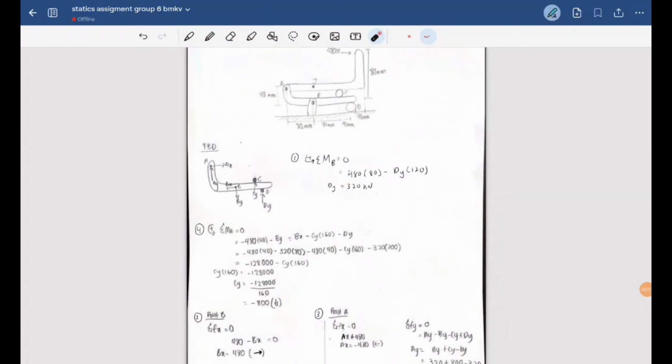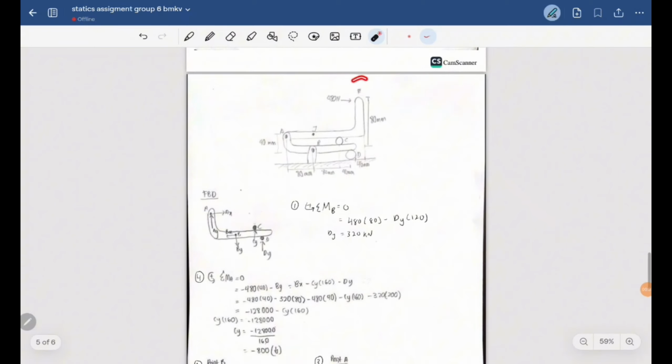Question 2, we need to find the reaction at B, C, D and force at A. So here we have a rigid frame with applied force and supports at A, B, C, D. Point A is a fixed support. Point C and D are rollers and point B rests on a flat surface. So there is a 480 horizontal force applied at point E.